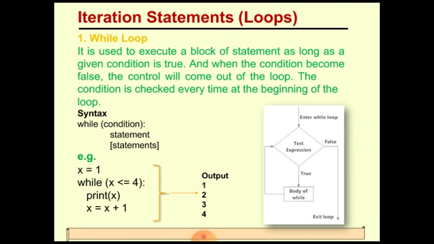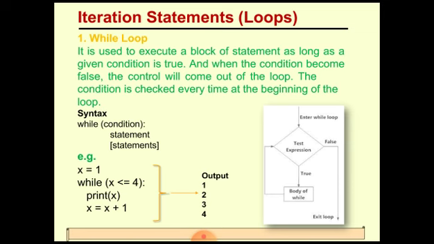We want to print the values from 1 to 4. So what we will do here is increment the value of x by 1 by writing x is equal to x plus 1. We are starting with the value 1, then we check the condition, which is true, so it will print x, and then it will increase the value of x by 1. So now it will change from 1 to 2.